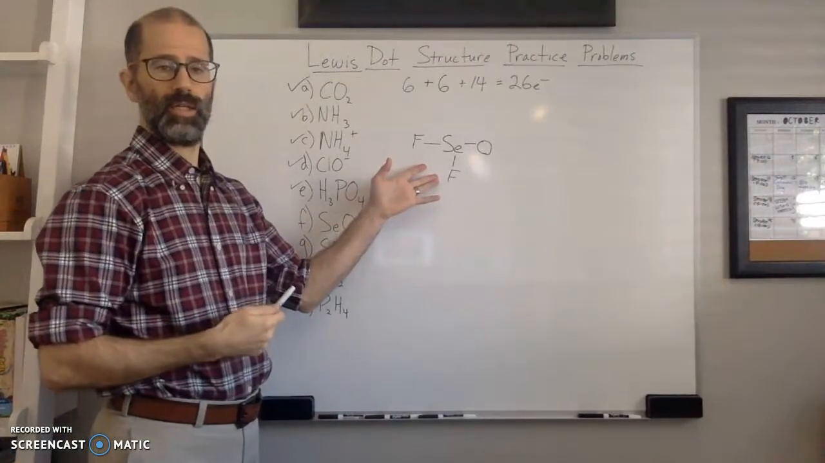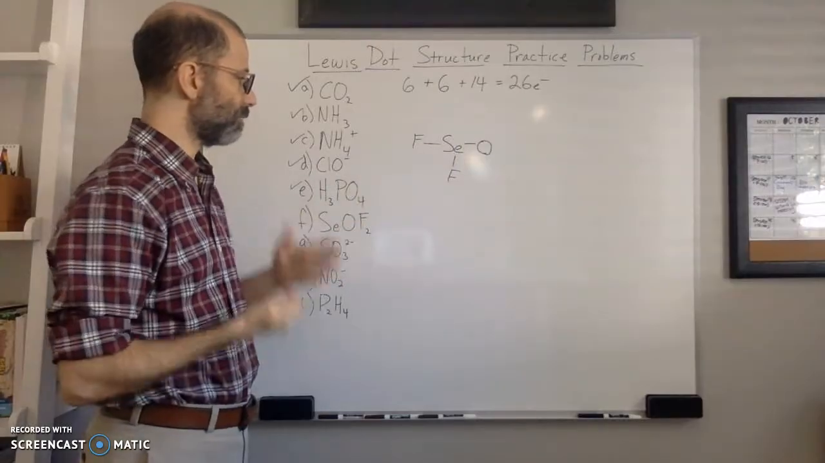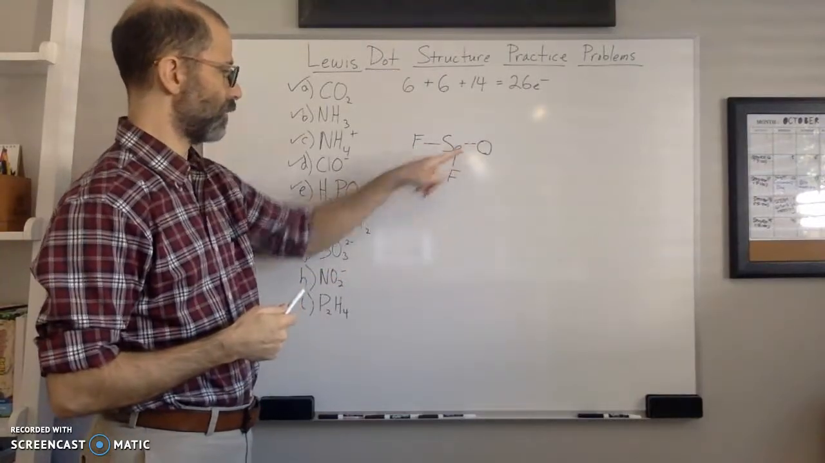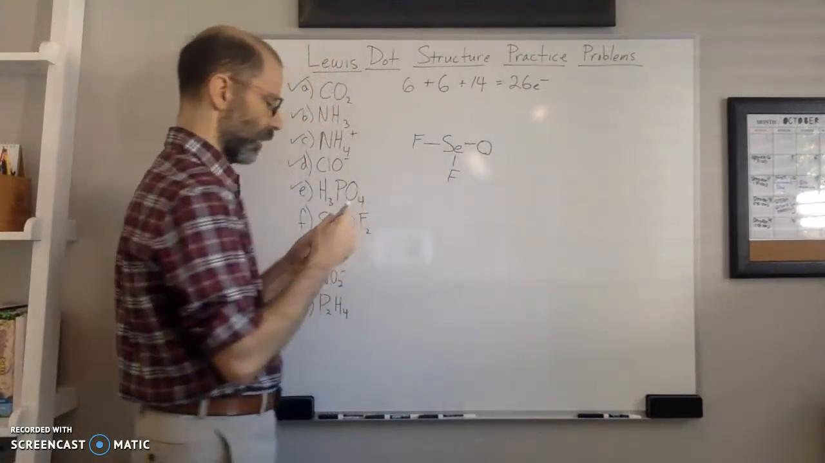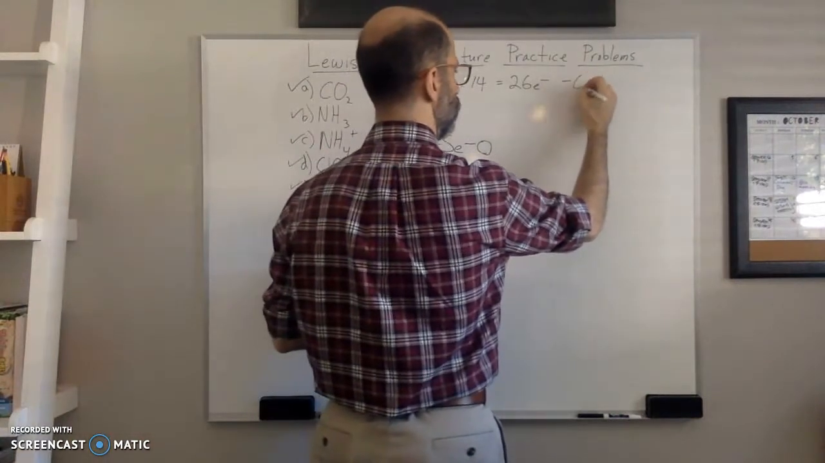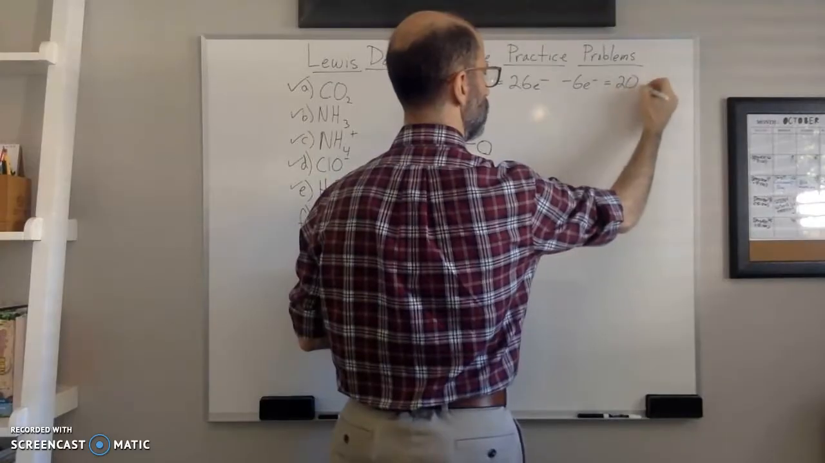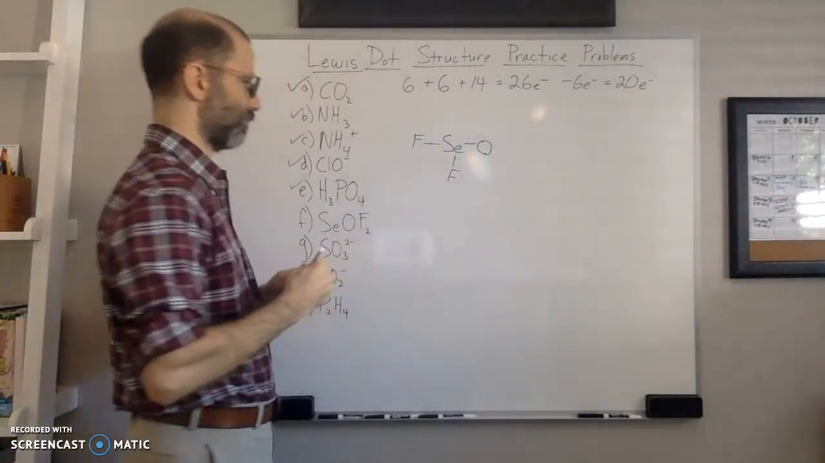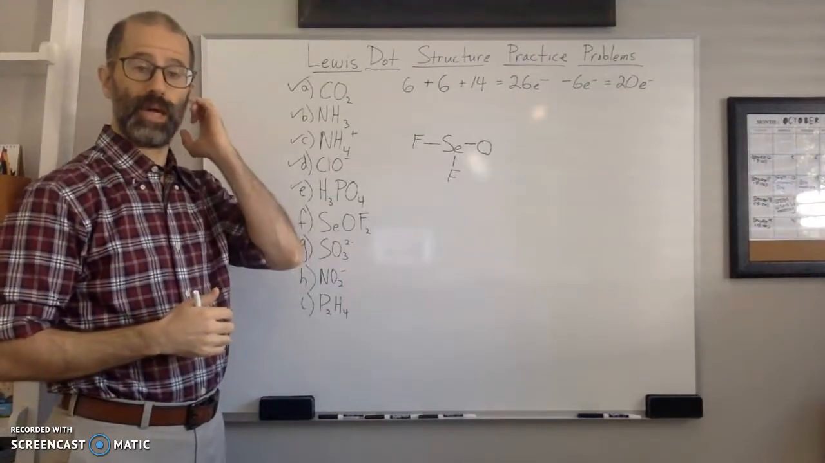So this is our skeletal structure, just single bonds between everything. We used 3 bonds for our skeletal structure, so that means 2 electrons each. We need to subtract 6 electrons from our total. So 26 minus 6 electrons equals 20 electrons left over.